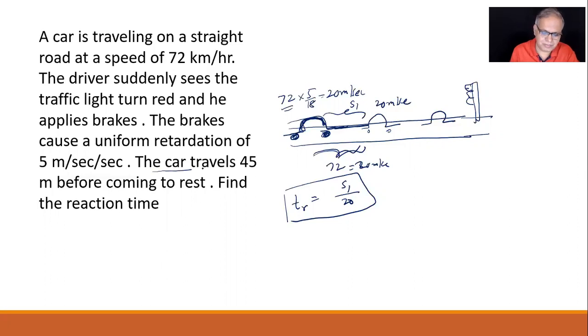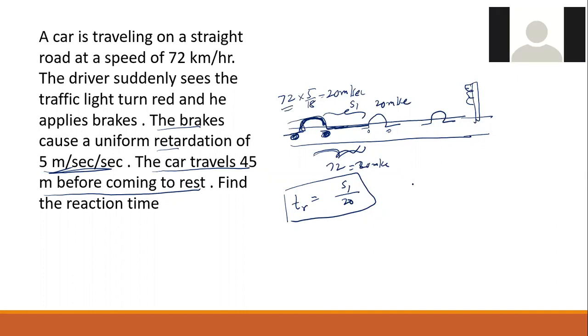The car travels 45 meters before coming to rest. Here, shall we calculate this distance? The acceleration, we don't know. Acceleration is there, no? Sorry, it should be minus 5 meters per second squared. This is there already. So what shall I do?